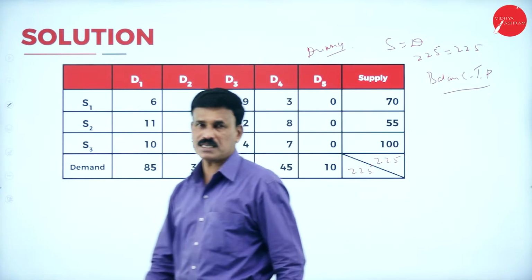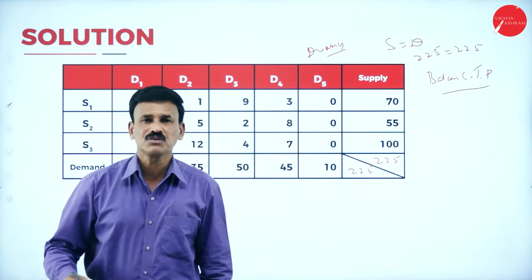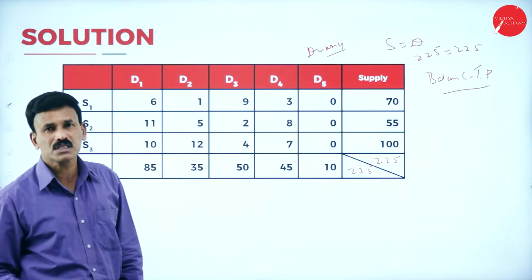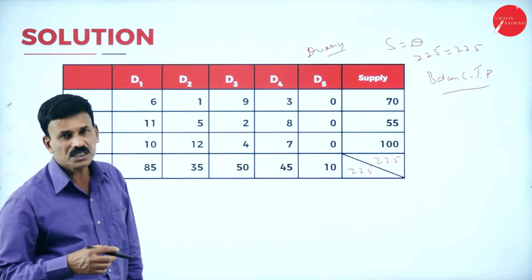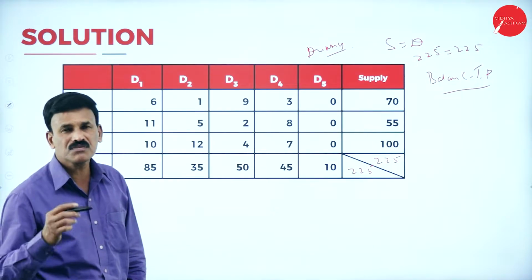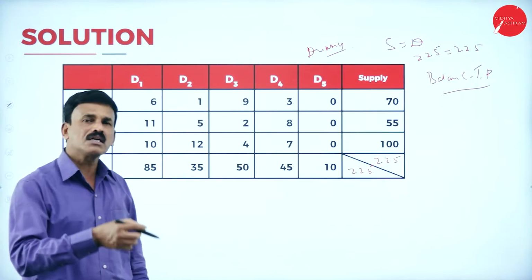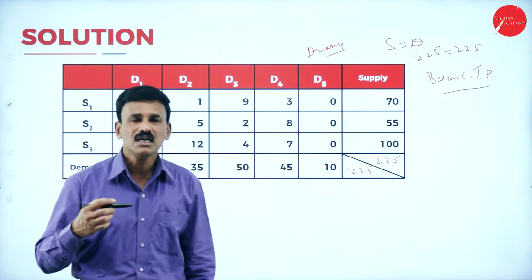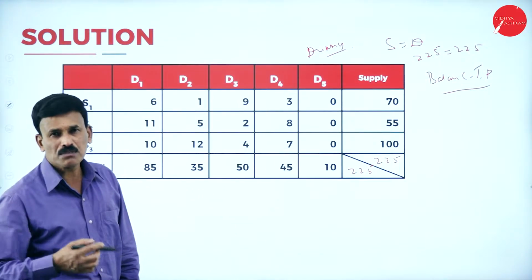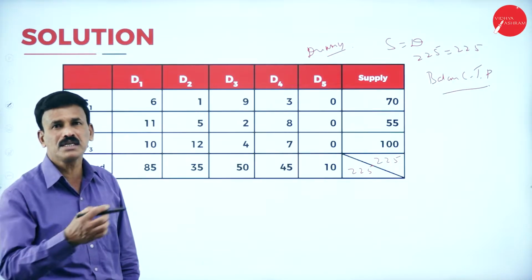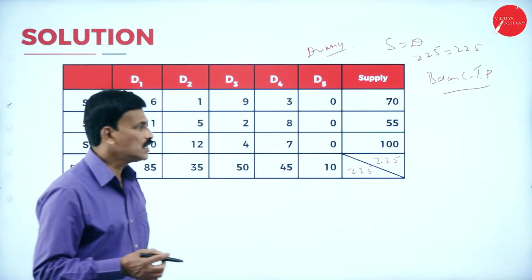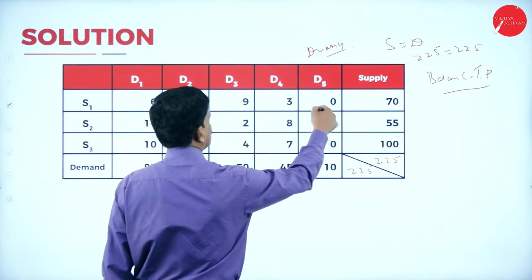Now it is balanced. Now what is the method we are going to apply? The least cost method. As you know how to apply the least cost, just select the least element in the table and proceed. Just find out the least element. Corresponding to that least element, identify the supply and the demand. Select the minimum value in supply and demand and allocate it. That's it.